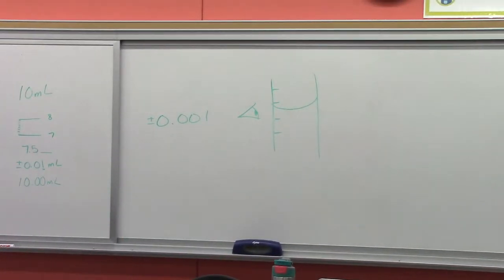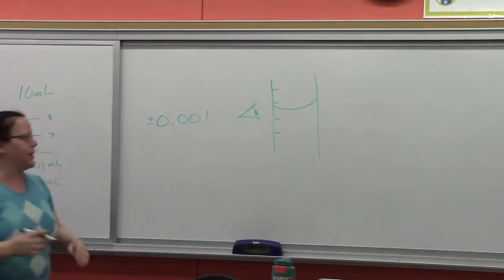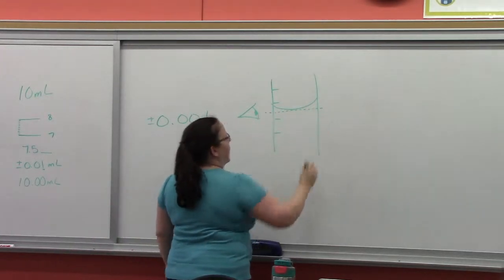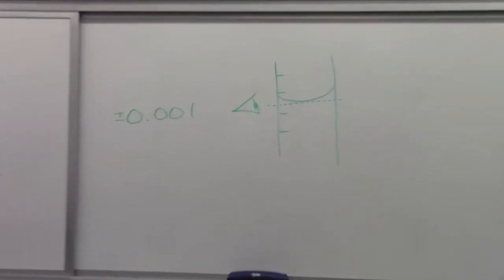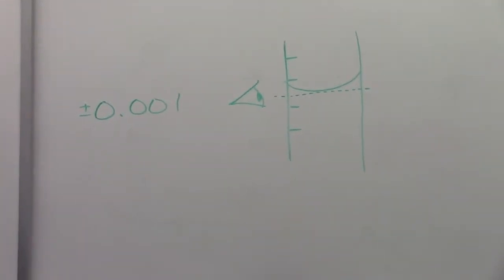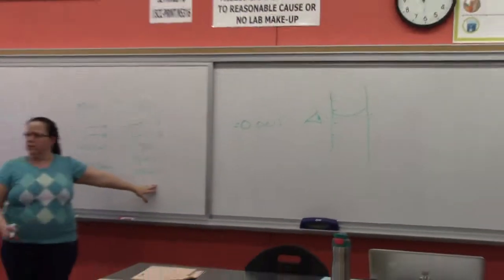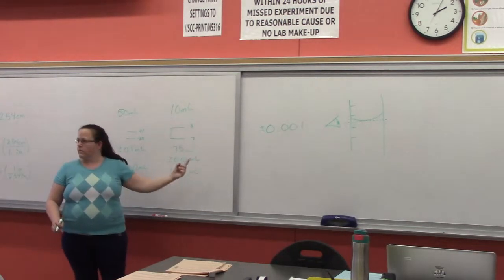Okay? The reason we do that is if you're looking up or looking down at that curved surface, you get distortions, and it makes it look like it's in a different spot. So we want to be eye level with that liquid level, and we want to measure right across the very bottom of that meniscus. If it's right on the line, we want to put in those placeholder zeros, right? 10.00. If it's in between the lines, we want to make that estimate, right?